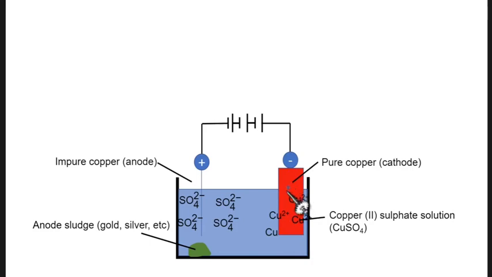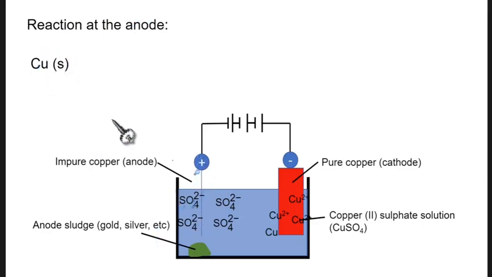Now, especially for those who are doing pure, it's very important that you understand the reactions at the anode and at the cathode. So we are going to start with the reaction at the anode. What we have seen at the anode is that copper atoms were losing 2 electrons. This is how you write the equation: copper atoms lose 2 electrons to form copper ions, those which were traveling here.